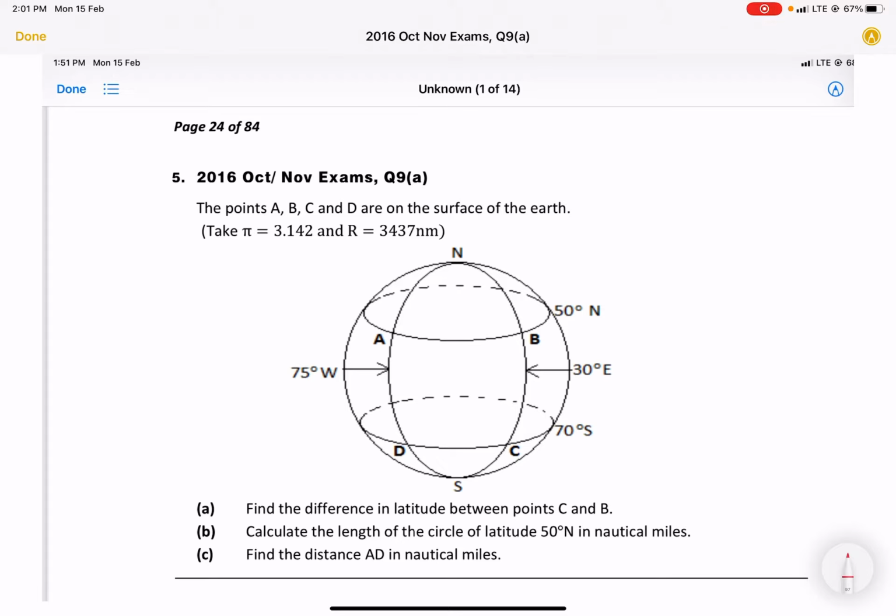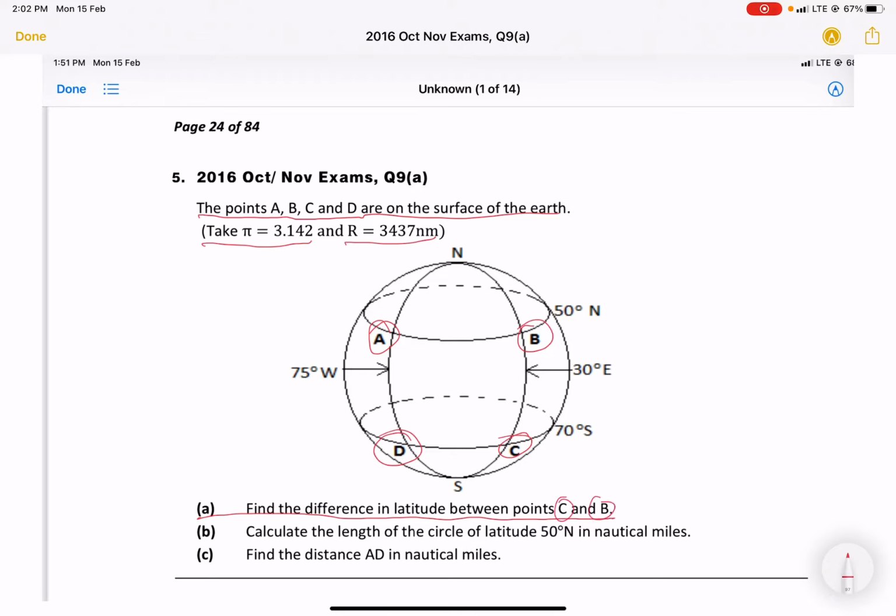So the points A, B, C, and D are on the surface of the earth. We are told these points A, B, C, and D are on the surface of the earth. Take pi as 3.142 and the radius of the earth as 3437 nautical miles. Question A, find the difference in latitude between point C and D.